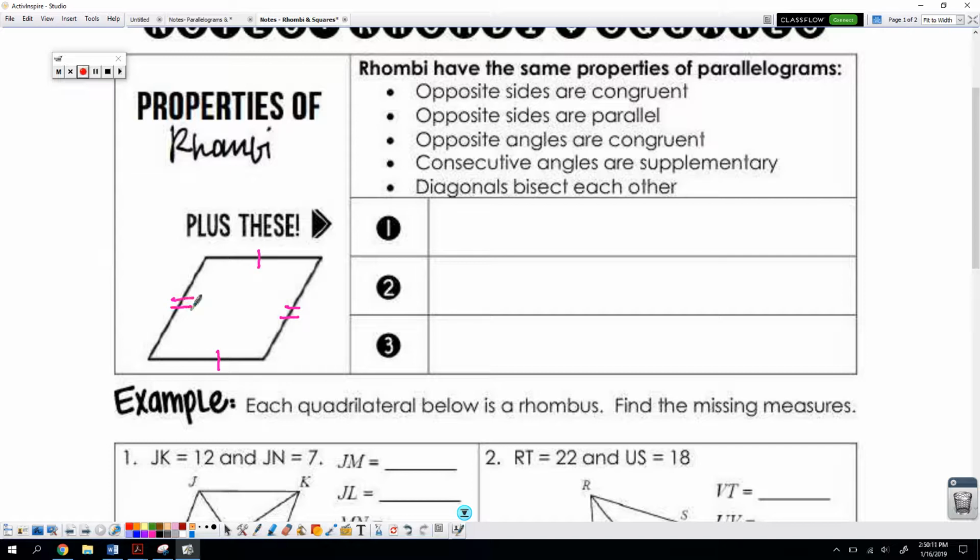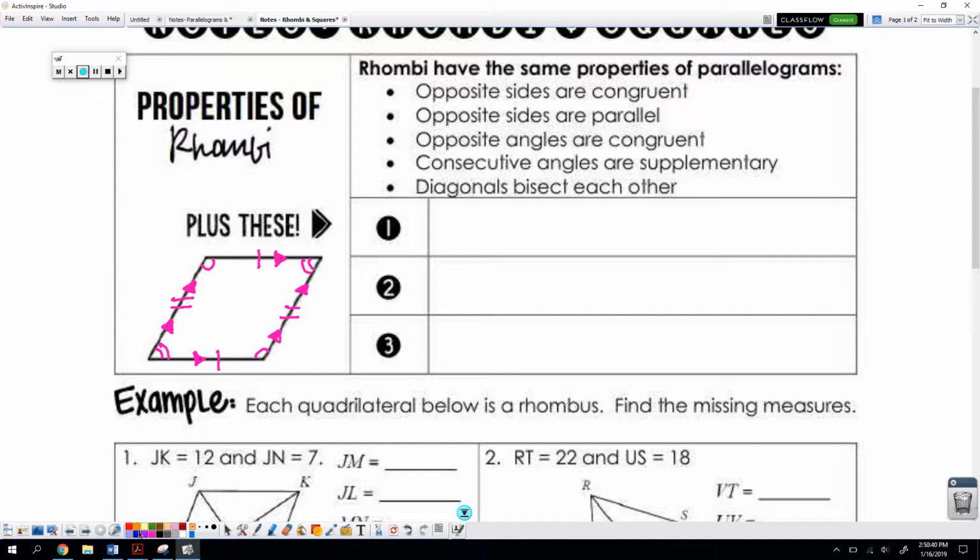And then it says opposite sides are parallel. So we'll do that. Parallel marking. Same thing here. Alright, it says opposite angles are congruent. We'll do that. Alright, it says consecutive angles are supplementary. Now again, we have no markings for that.